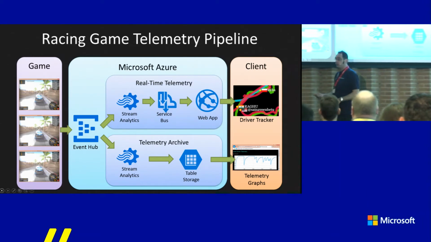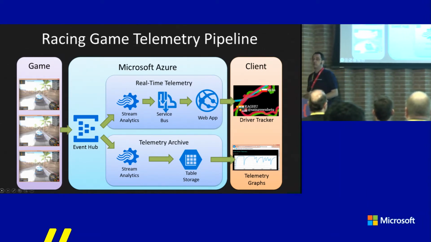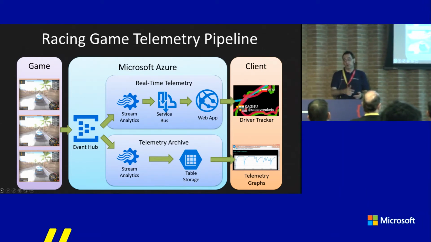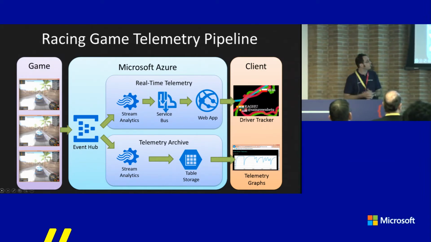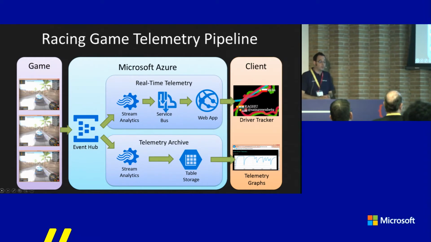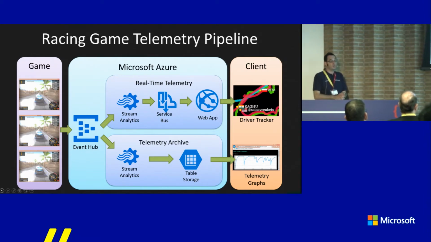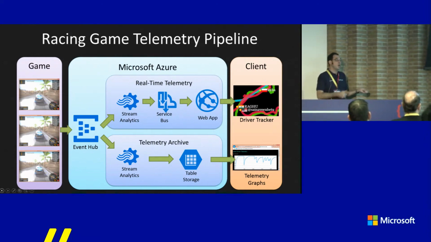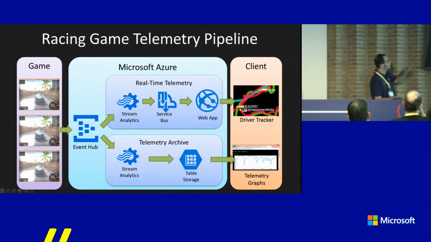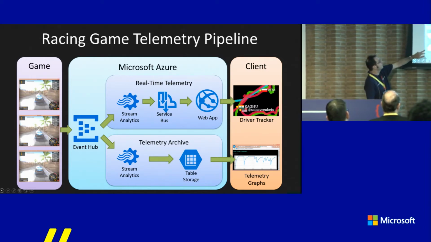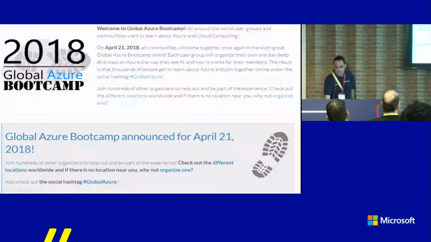So if somebody's driving faster than you, you can go into the telemetry graphs and you can see where they're applying the brakes in the various corners as they drive around the track and see what speed they're going. The real-time data is going into another second Stream Analytics query. That's then going into a service bus topic, and we've got web applications that can subscribe to those messages and send them out via SignalR to that driver tracker.